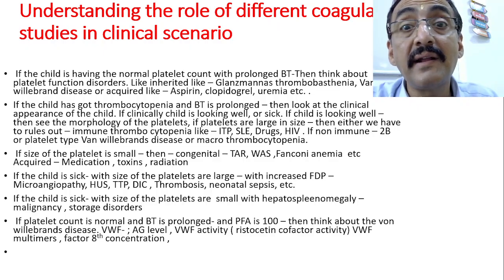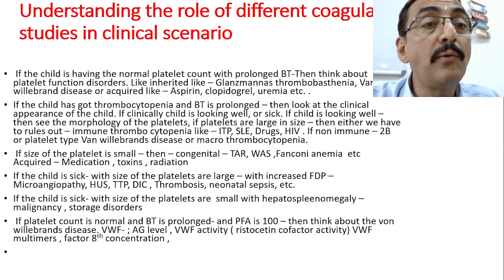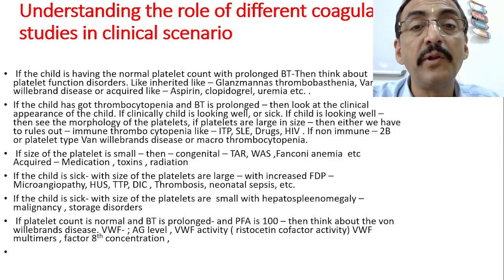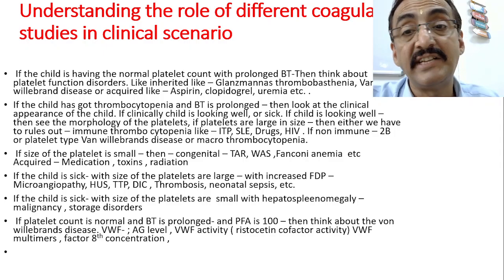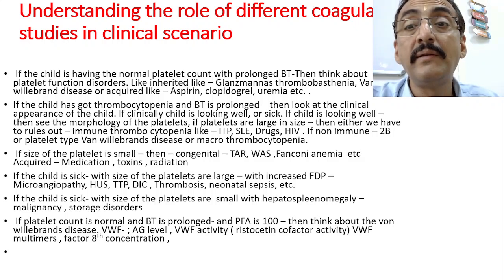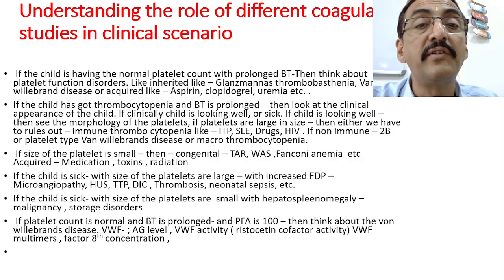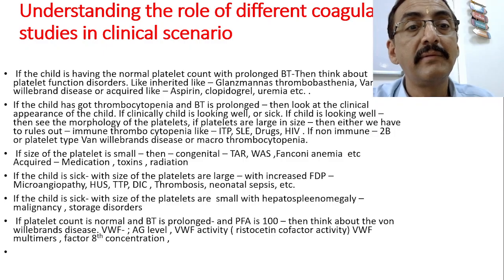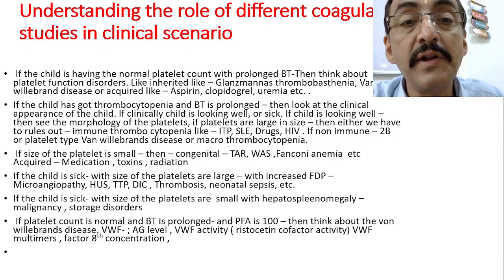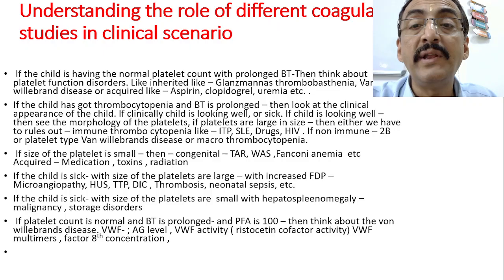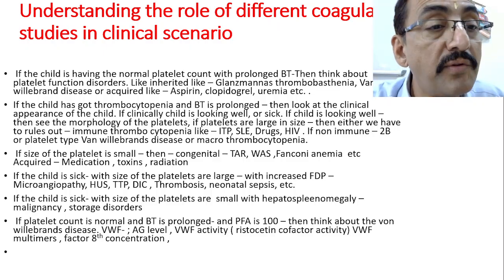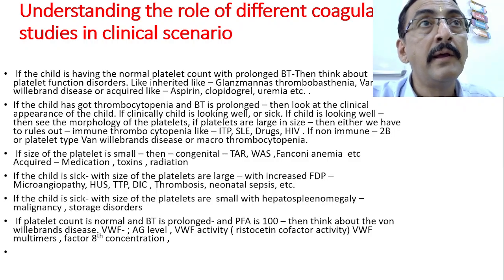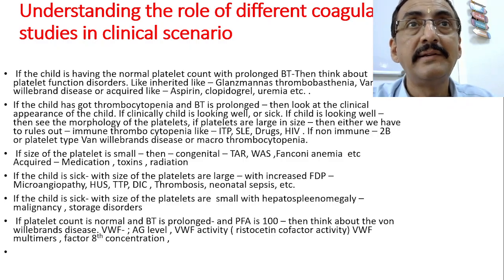Okay, if the platelets are of large size, then we have to rule out immune thrombocytopenia like idiopathic thrombocytopenic purpura, SLE, drugs or HIV, and if non-immune, that is 2B or platelet type von Willebrand's disease or macrothrombocytopenia. If the size of the platelet is smaller than normal, then it may be certain congenital problems like TAR, WAS, Fanconi anemia, etc. Or it may also be due to acquired conditions like medications, toxins or radiation. This is if the child is looking well.